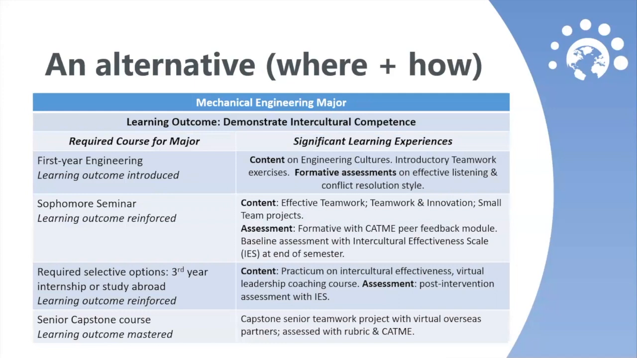An alternative curriculum map may focus in on just one learning outcome, identifying the courses, as on the left-hand side, as well as the content and the assessment instruments that will be used at each stage of the learning cycle.